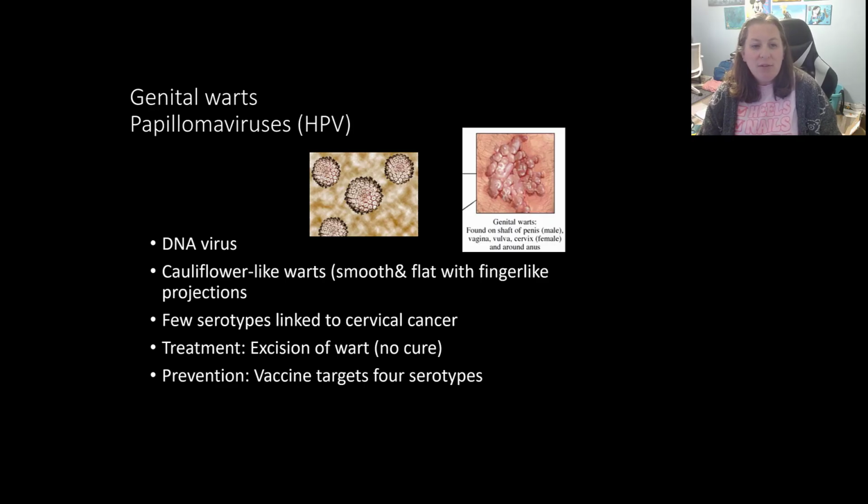So there is an increased risk of cervical cancer if you have genital warts as a female. Treatment is going to be excision of the warts, like removing them, but there is no cure for this. Again, once you're infected with the virus, you have the virus, so these warts can continually come back. Prevention is a vaccine. Vaccines can target the 4 serotypes that are linked to cervical cancer. Now, there are many types besides those 4, but the vaccine targets those 4 because they are going to potentially cause a bigger problem with cervical cancer.